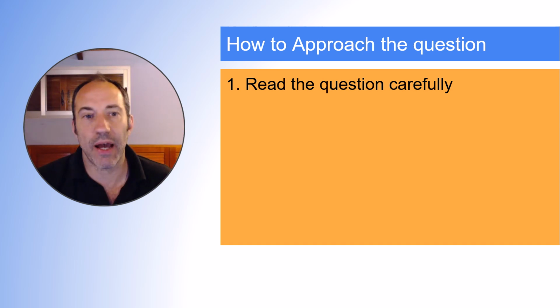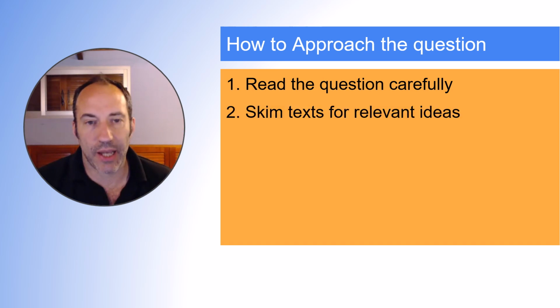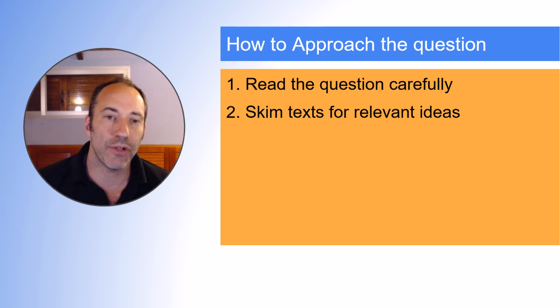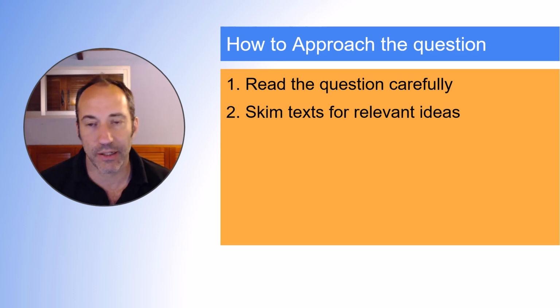Once you've done that, you skim through both texts again, looking for relevant ideas. Now, if there's a focus, travel, danger, excitement, or whatever, then look specifically for that in both texts. But if there isn't, look for anything at all that shows you what the writers are feeling at any time.